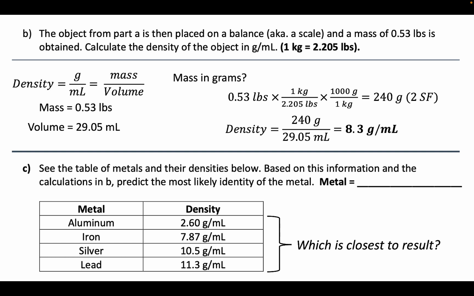And so the question here is we want to say, well, of these different metals, which has a density that's the closest to the result that we got in part B? And the answer is going to be iron. This is the metal that's closest in density to 8.3 grams per milliliter, and that's the answer to part C and the best that we can do based on what we have here.